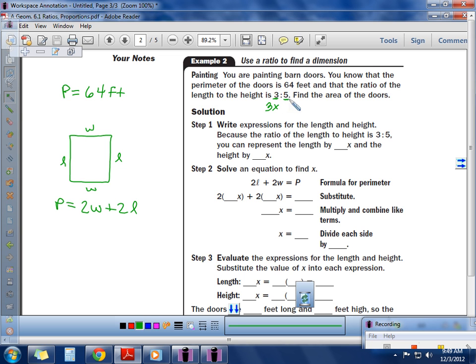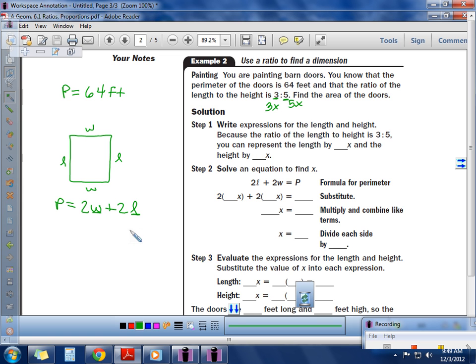The height, or the length, is what we put. We kind of use different words. We use width and height, they use length and height. The height is 5 times that same number. So 3 of some number and 5 of some number. That's what we're going to use for our variables.